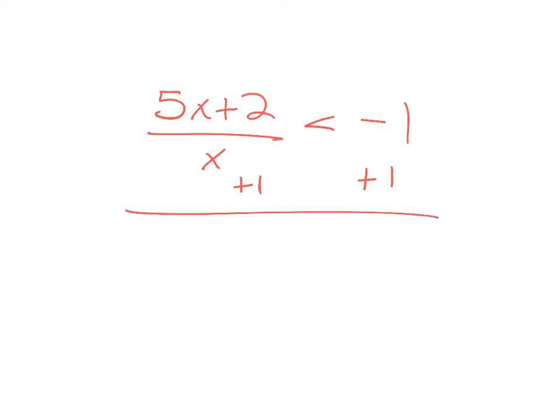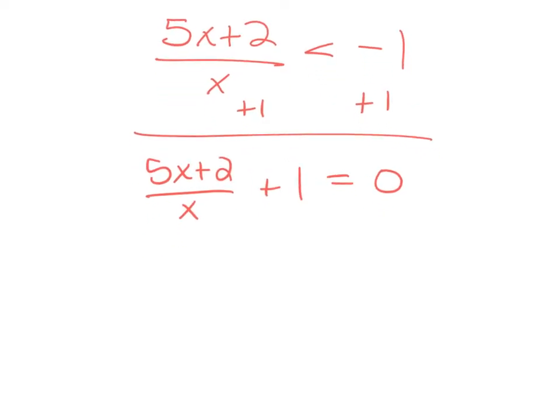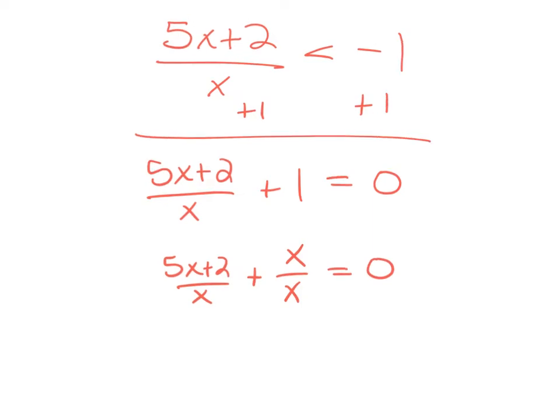Let's try another one. A fraction, this was 1/7c. So 5x plus 2 over x less than negative 1. I need to make an equation and set it equal to 0. So I'm going to add 1 to both sides. 5x plus 2 over x plus 1 equals 0. I now need to find a common denominator, and it's going to be x. So I'm going to change this whole number 1 into x over x. This one's staying the same. And now I can add my numerators.